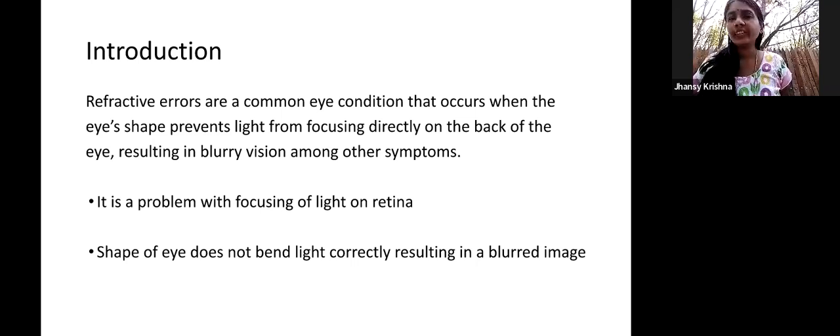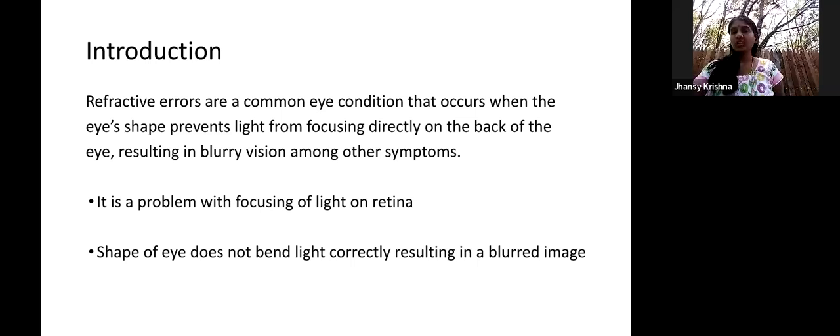Introduction. Refractive errors are a common eye condition which occurs due to abnormal eye shape, which prevents light from focusing directly on the back of the eye. It is focused either in front of the eye or behind the eye. It results in blurry vision, among other symptoms.